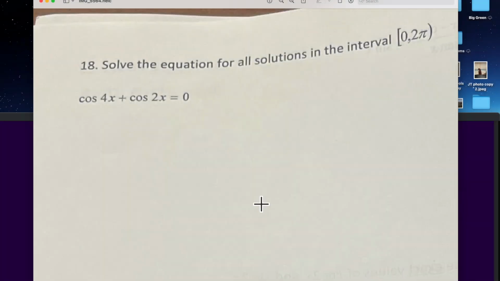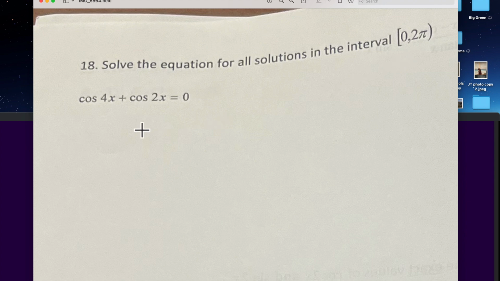We are asked to solve this equation for all solutions in the interval from 0 to 2 pi. Now folks, very important on this interval. Because there's a bracket, the 0 is included, but because this is a parentheses, the 2 pi is not included.